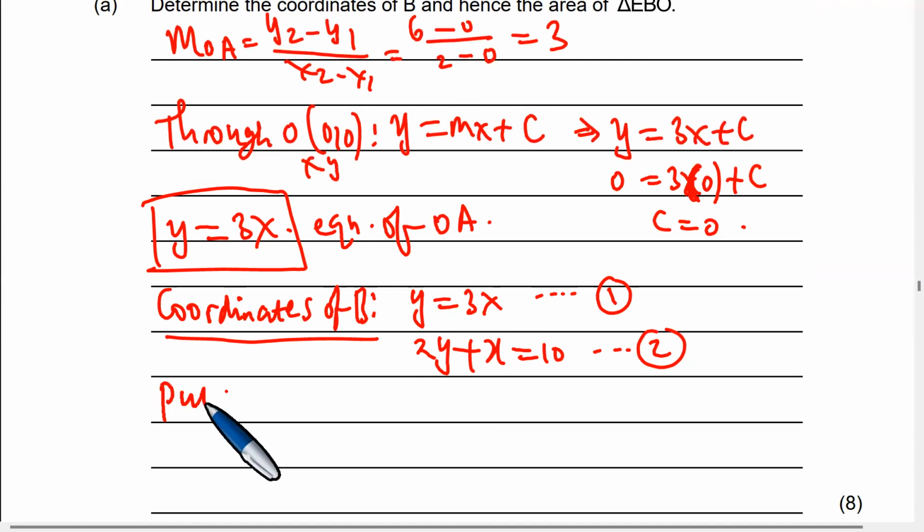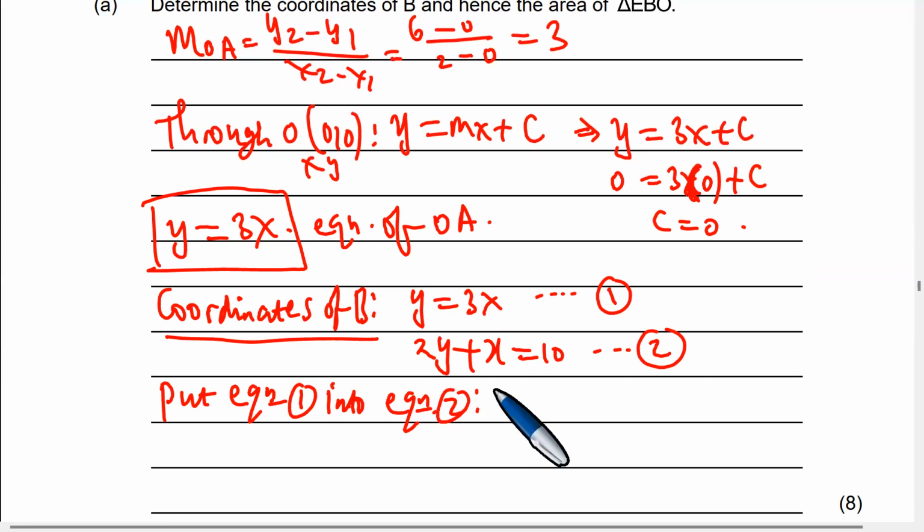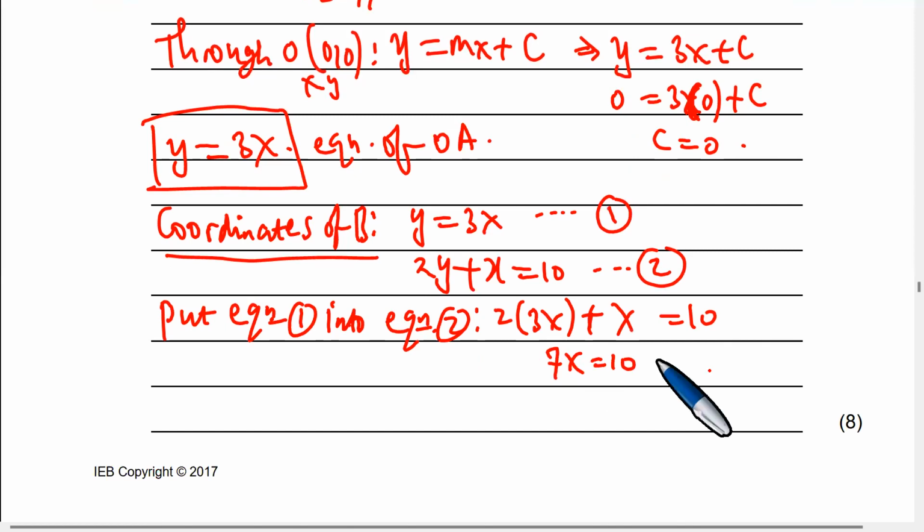You have a pair of equations to solve simultaneously. Put equation 1 into equation 2, which means y is 3x: 2 times 3x plus x equals 10. What is 6 plus 1? 7x equals 10. Divide both sides by 7, getting x equals 10 out of 7.